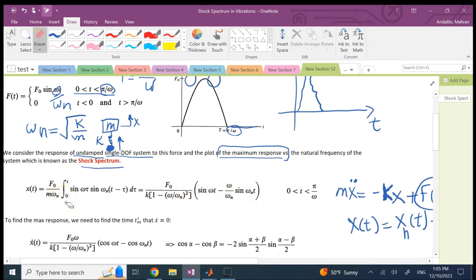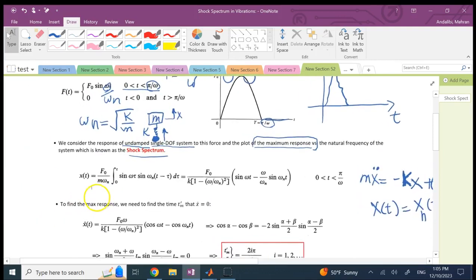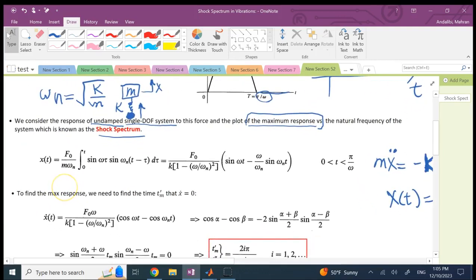Now, this is not what I care about. I care about the maximum of this x. Where does this x get maximum? And to do that, we use basic calculus knowledge. We take derivative of this x with respect to time, x dot of t, set it equal to 0, and see at which t it becomes maximum. We find that t, plug it back into x to get the maximum value of x.